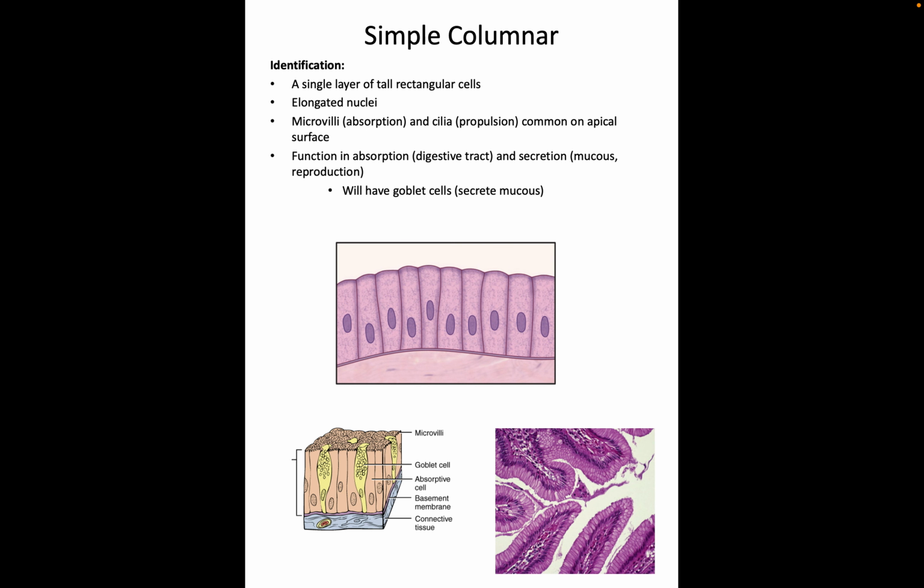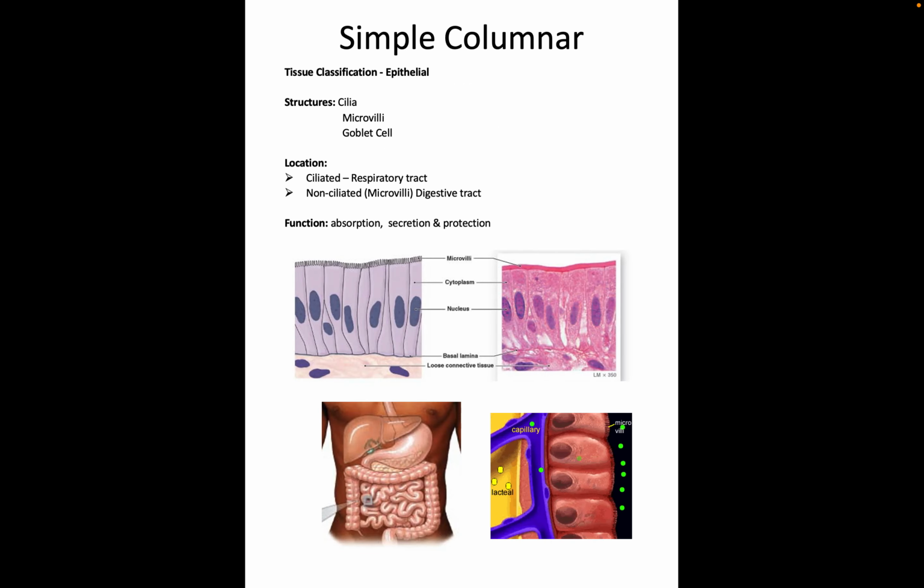Okay, these simple columnar can have apical extension, or specialization, so they can have microvilli, like we said earlier. They could also have cilia, and they can help with absorption and the movement of things, right? So if we look at their location, if they are ciliated, we can find them in the respiratory tract. This is the mucociliary escalator we were talking about, the cilia beating and propelling that mucus up toward the pharynx and the oral cavity. If they're non-ciliated, they may have microvilli. We find this in the digestive tract, right?